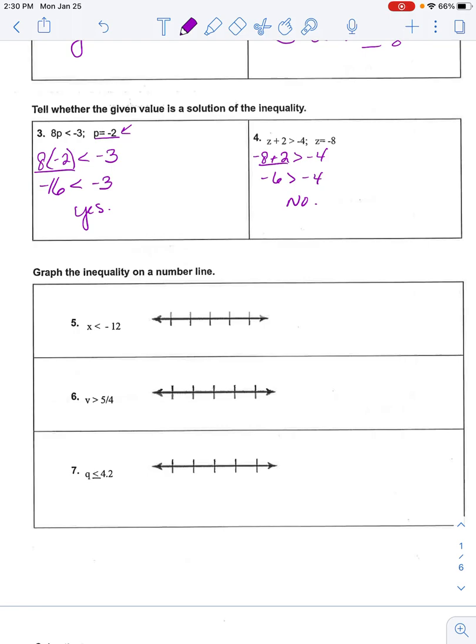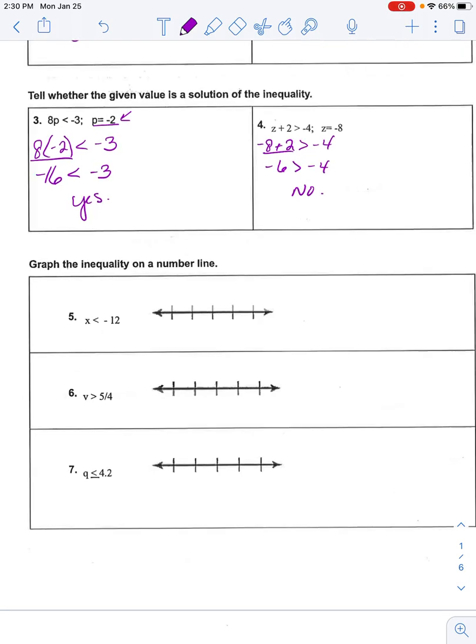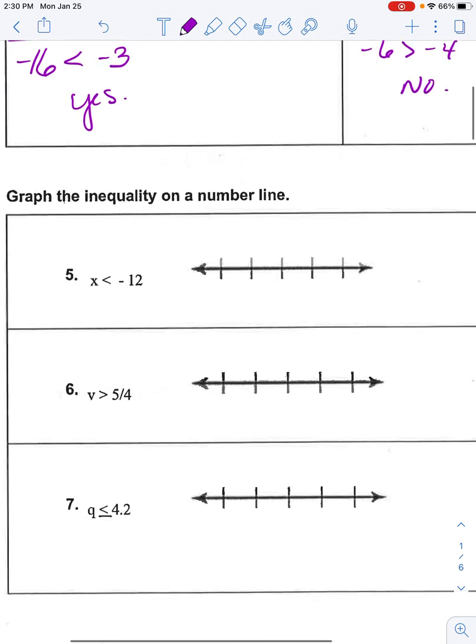Okay, for 5, 6, and 7, we are going to graph the inequality on the number line. Listen to me carefully. You don't see numbers on this graph. You have to add the numbers. Here's how I wish for you to do it. We're graphing x is less than -12. I want you to put -12 right in the middle, and then do one number below that, one number above that, to the left and to the right. Okay? You can continue filling out those last ones if you wish, but it's not necessary.